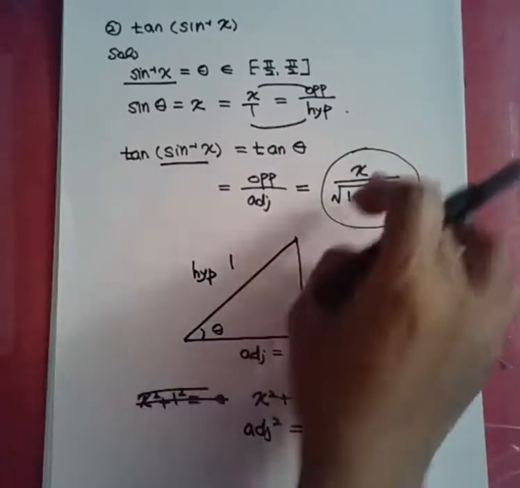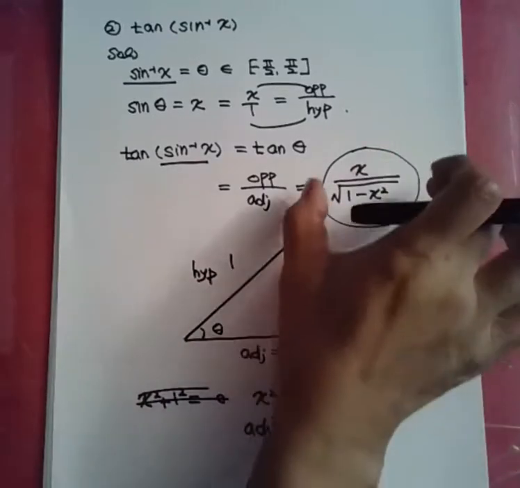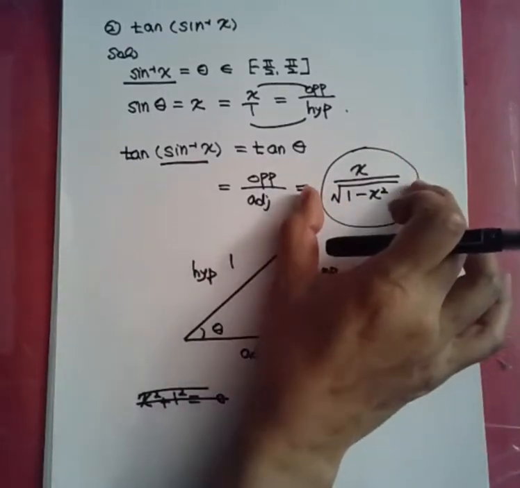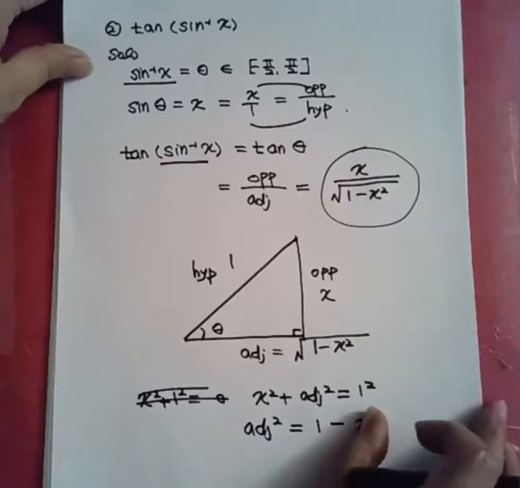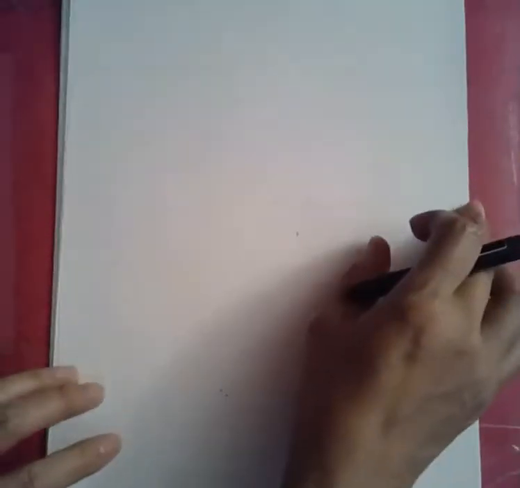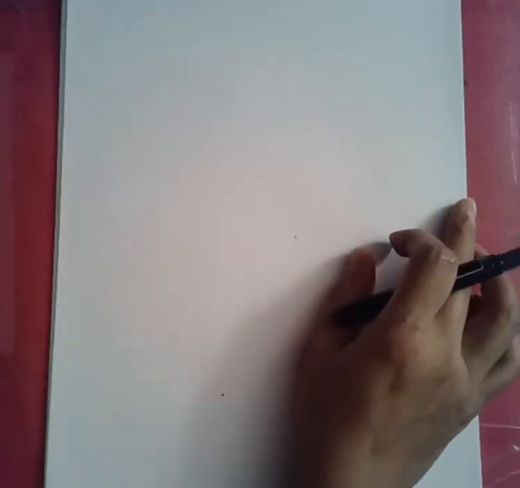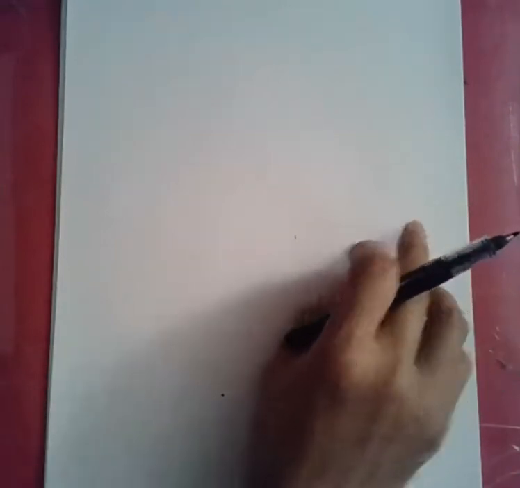If x was positive, then the final answer will be positive, but if x was negative, then the final answer is negative. But we don't put plus or minus, because x itself has a property of positivity or negativity.